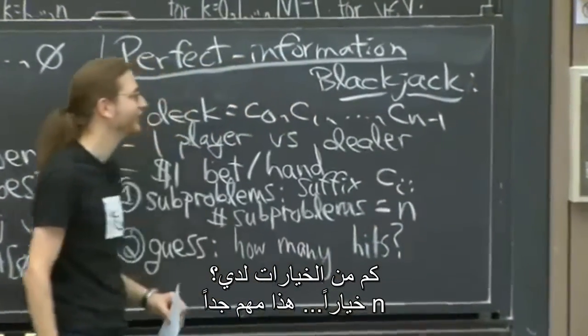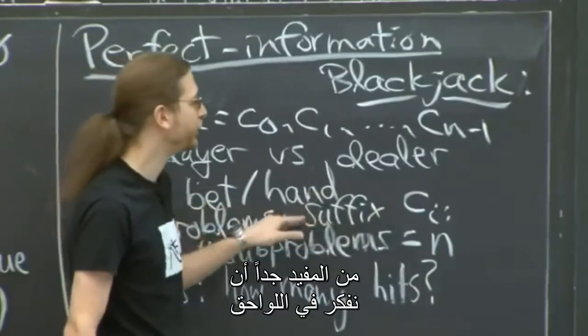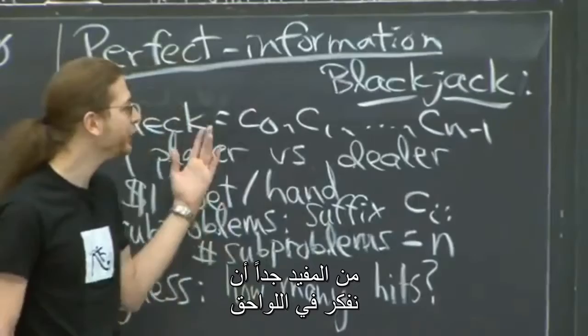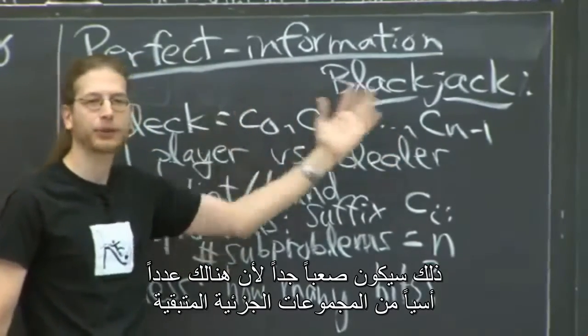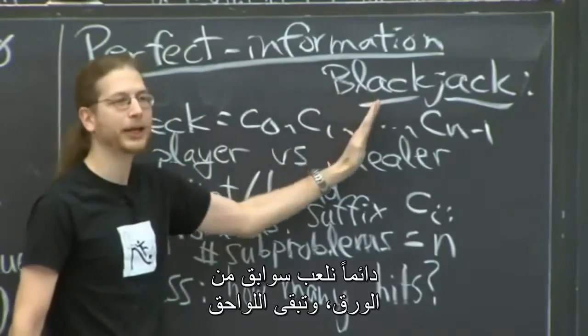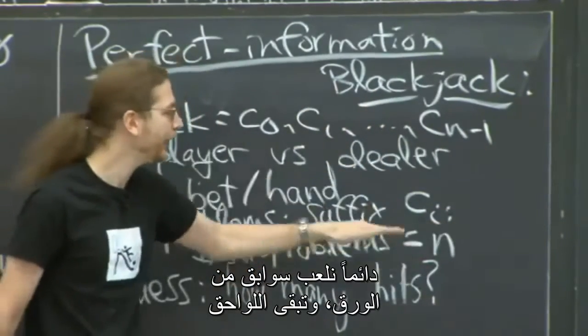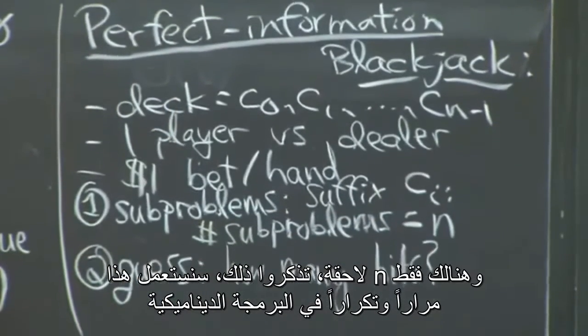Okay, this is really important. It's really useful that we're thinking about suffixes. It's not that some subset of the cards have been played. That would be really hard because there's exponentially many different subsets that could be left. It's always a prefix that gets played and therefore a suffix that's left. And there's only n suffixes. Remember that. I'm going to use it over and over in dynamic programming.